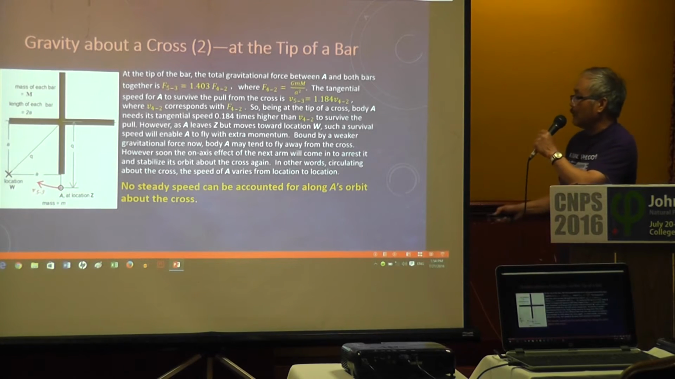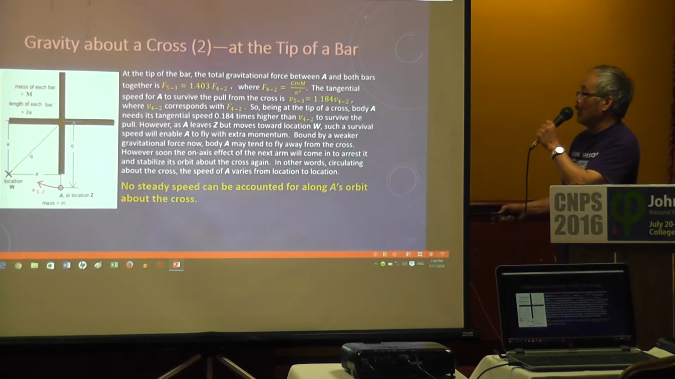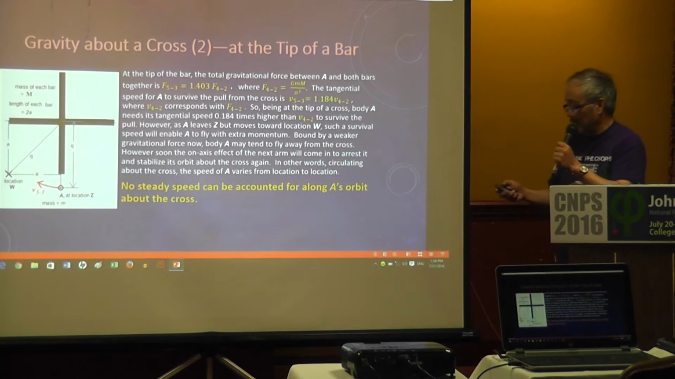In other words, if this body A happens to have a closed orbit around this cross, on its orbit its speed cannot be constant, but higher, lower, higher, lower. Next, please.